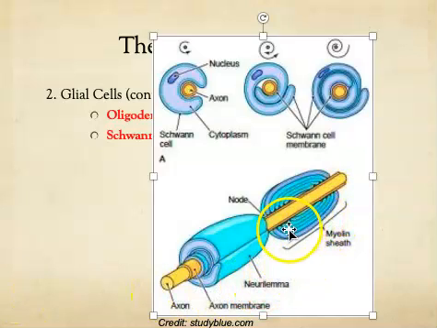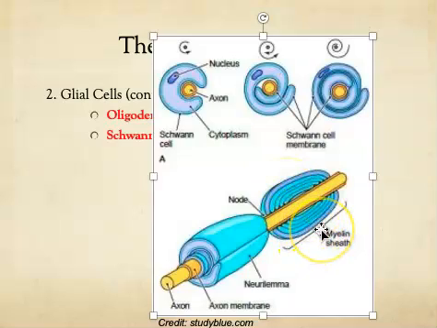Now what you're looking at in blue here is myelin. They've cut away a portion of the myelin here, and they've cut it lengthwise here, so that we can see that this myelin is laid down in layers around the axon.